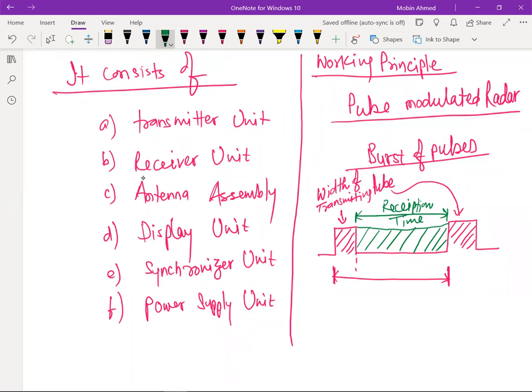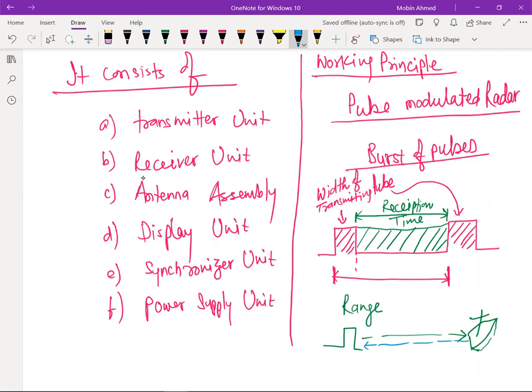Now suppose this pulse has gone, it is going to travel, strike the target, and come back. And that's how the range is determined. How are we going to determine the range? This is a transmitting pulse. It will travel, and suppose this is a target. It is going to strike this one. Again, there is a reception that is going to come. The received pulse will come.